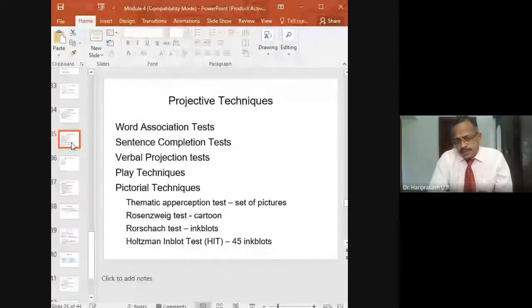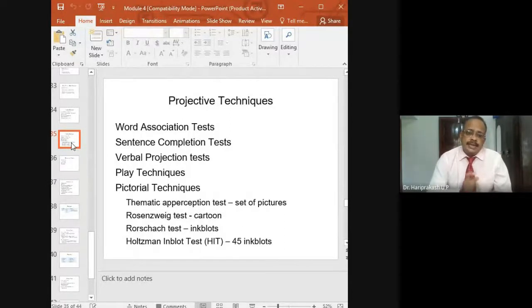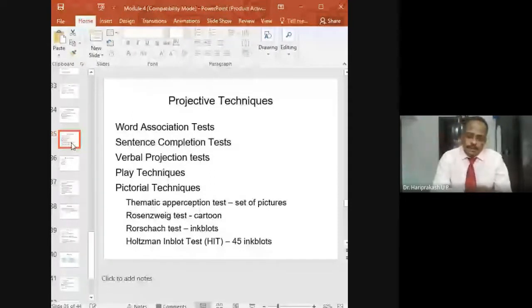Then another test is there. It's coming under the projective technique, which is called the sentence completion test. So here, a half-filled sentence is given and they have to complete it on their own. Blank spaces will be there. If the same half-filled sentence is given to 10 different people, they will complete it in 10 different ways. Again, it is because their individual personalities are different. No two persons will write the same thing.